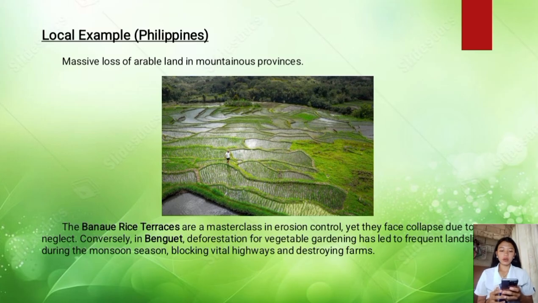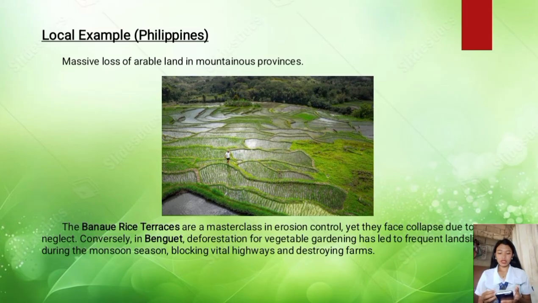Local example, Philippines. Massive loss of arable land in Mountain Province. The Banaue rice terraces are a masterclass in erosion control, yet they face collapse due to neglect of conservation. In Benguet, deforestation for vegetable gardening has led to frequent landslides during the monsoon season, blocking vital highways and destroying farms.